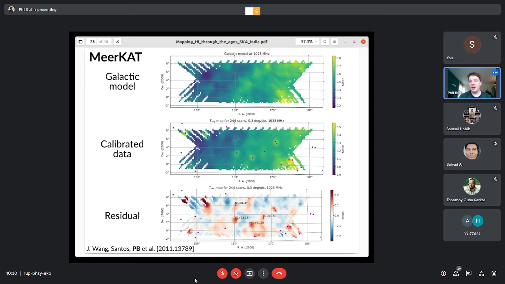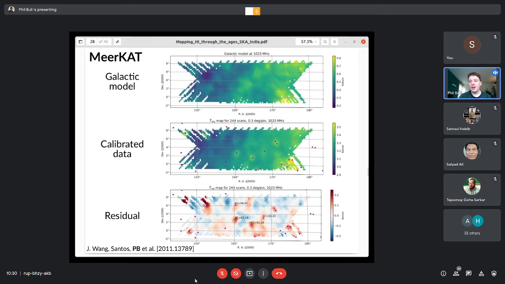The zero point isn't exactly the same, but you can see a lot of the structures are very similar. You can see fainter regions here and here, brighter regions here and here, and then in pink are things that aren't in the sky model above, which are point sources. We find where the point sources are, which is pretty good.